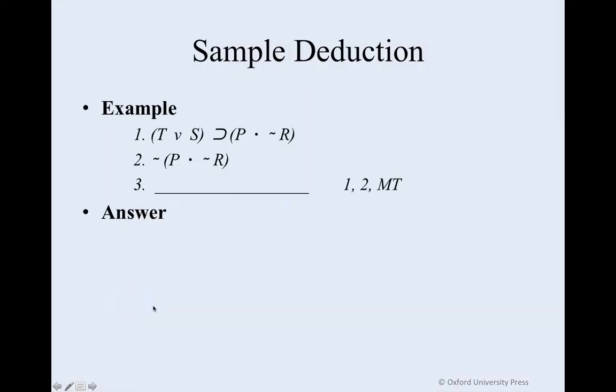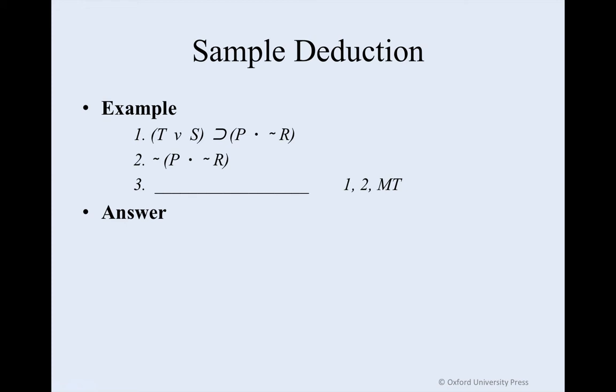All right, let's practice a little bit. First, identify the main operator in premise 1. Is it the wedge, the horseshoe, the dot, or the tilde? Well, remember our tips. First, your main operator is never going to be in a parenthetical. So that leaves out wedge, dot, and tilde. That means that horseshoe is the main operator.